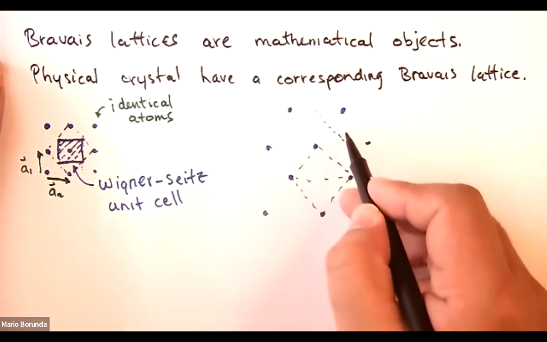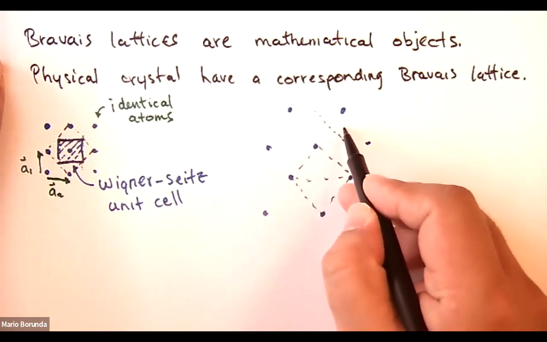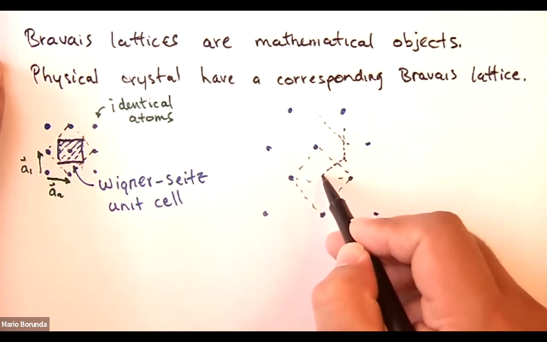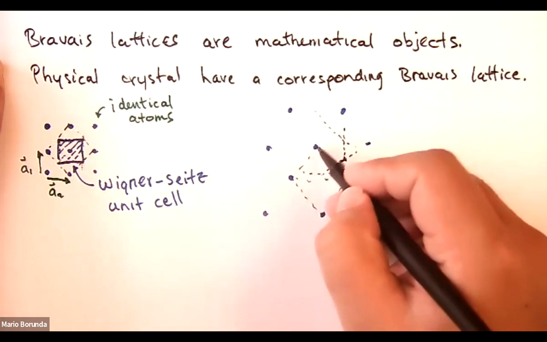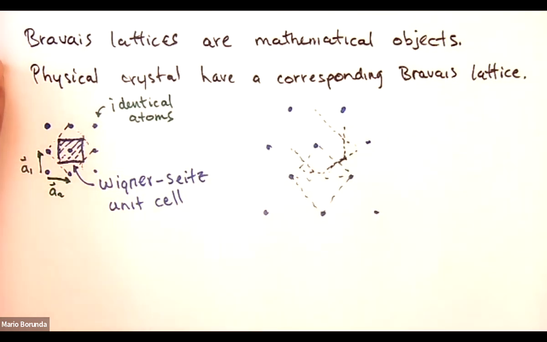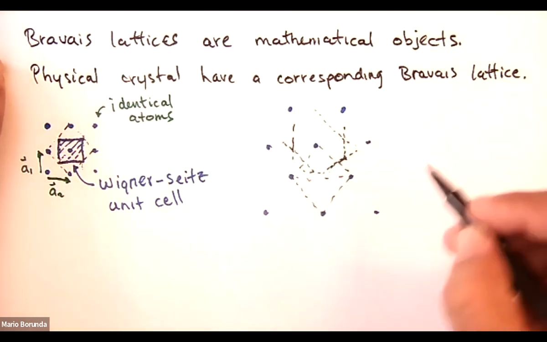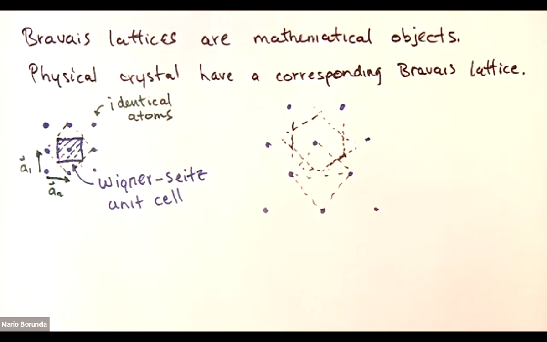Between those two guys, there's a line going through here. Between those two guys, there's a line going through here. And so on around the point. It's easier for you to see if you take a square or dotted paper and do it on your own with rulers and everything.